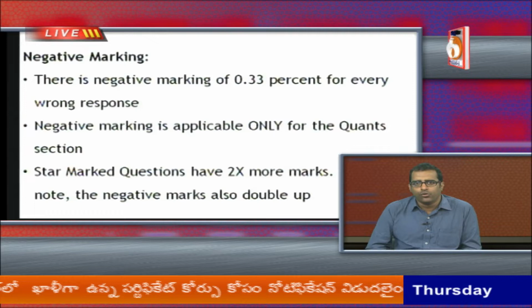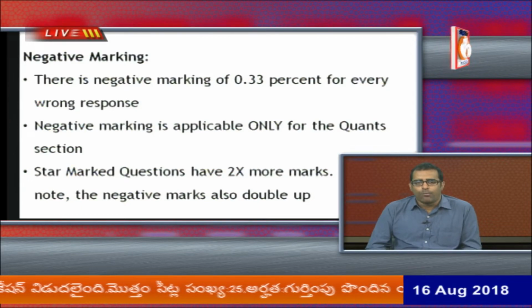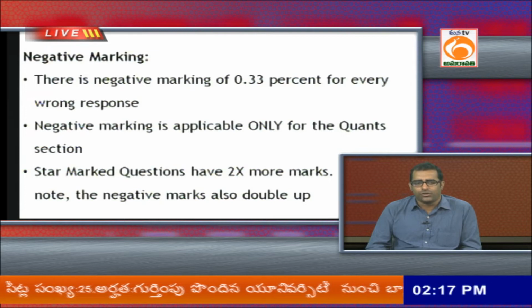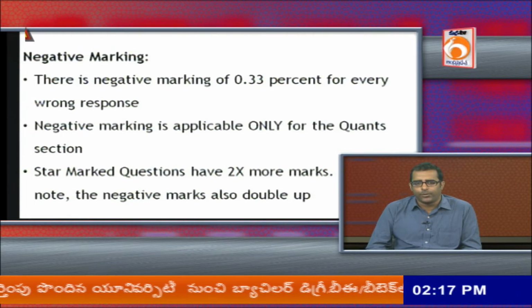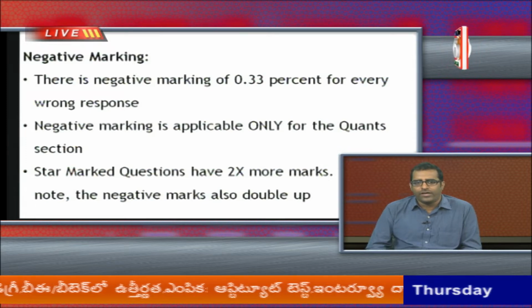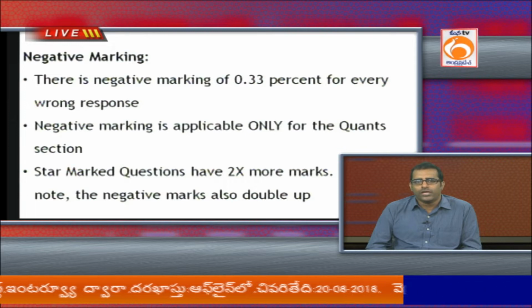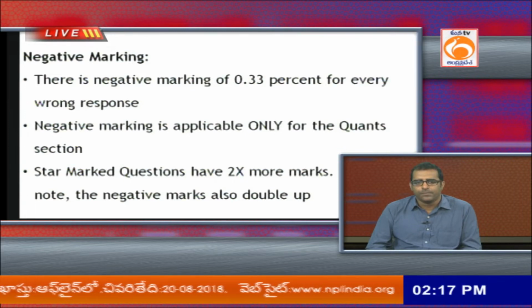Now, there is an important aspect which you need to remember, which is in terms of negative marking. So how much marks will you lose in case if you give a wrong answer? And that is 0.33% of the total mark allotted to that particular question. So there's a negative marking of 0.33% for every wrong response. And negative marking is applicable only for quantitative aptitude.